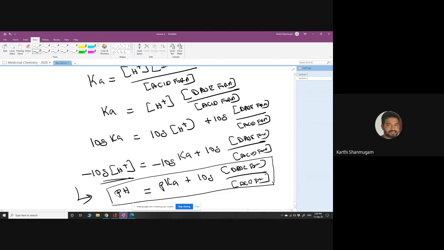Actually, we are slowly entering into the core part of medicinal chemistry. So far, whatever we have discussed were very basic things related to organic chemistry or drugs. Hereafter, all the lectures will slowly enter into the core concepts of medicinal chemistry.